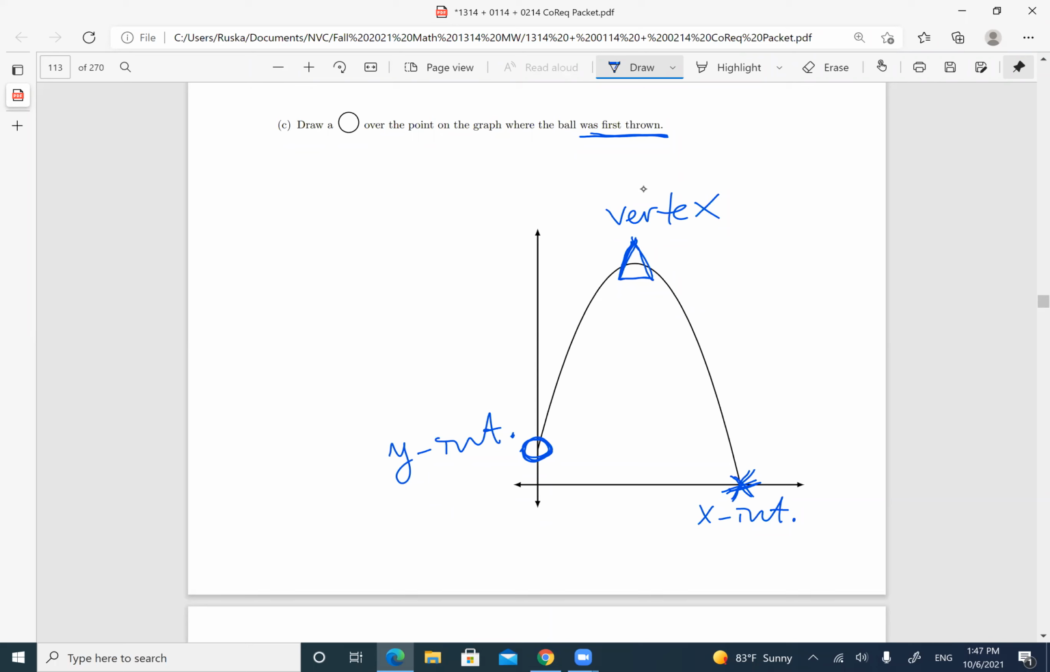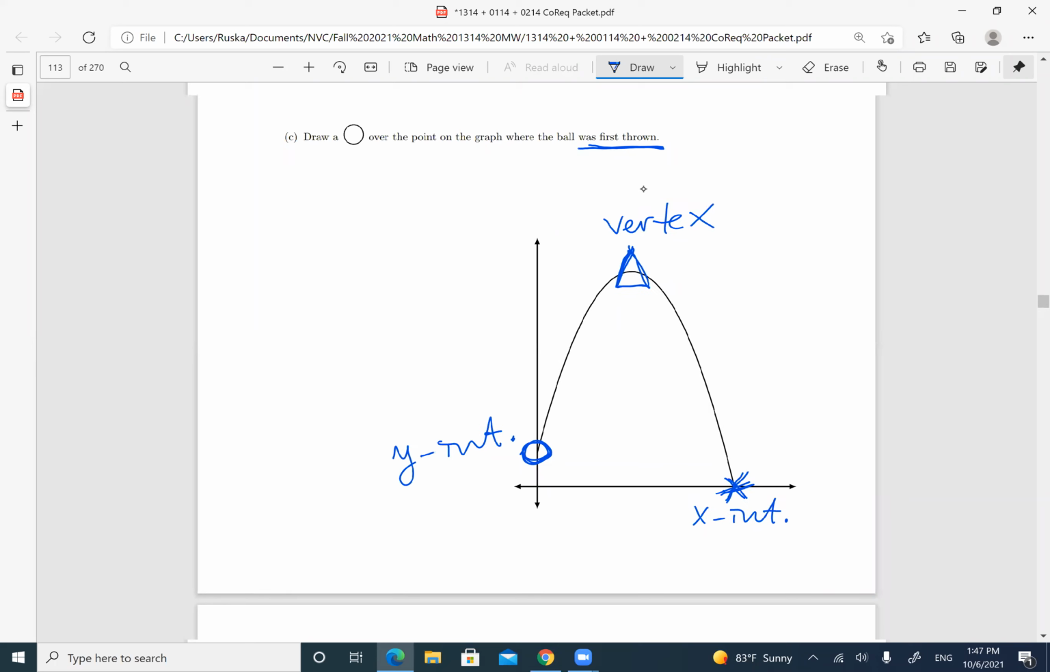Whatever the point was first thrown, that's the y-intercept. That's the point where the ball starts its path. The maximum is the vertex, and the x-intercept is when the ball hits the ground. You're going to look for the x-intercept. Everybody understand that?